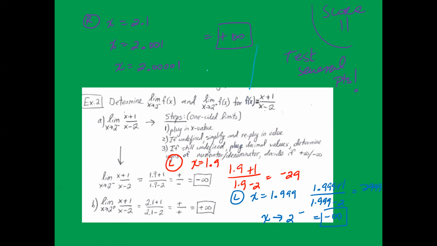So if this is my graph, and here is positive 2, this is my vertical asymptote because x cannot equal positive 2. And as x approaches 2 from the left side, it is going to go to negative infinity, so it looks something like this. And then as x approaches positive 2, it's going to go to positive infinity from the right side. So it looks something like that.